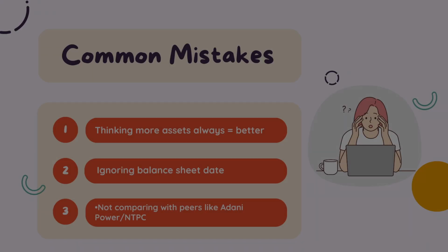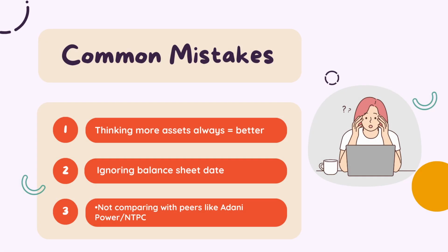Here are three mistakes people make with balance sheets. First, thinking more assets always means better. Not true. If those assets are funded by massive debt, that's dangerous. Second, ignoring the dates. Balance sheets show one moment in time. Tata Power's balance sheet on March 31st might look very different from April 15th. Third, not comparing. One balance sheet tells you nothing. You need to compare it to previous years and to competitors like Adani Power or NTPC.